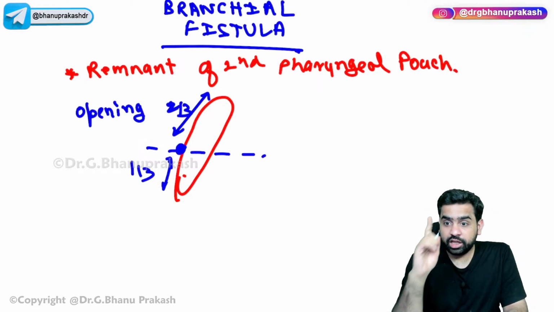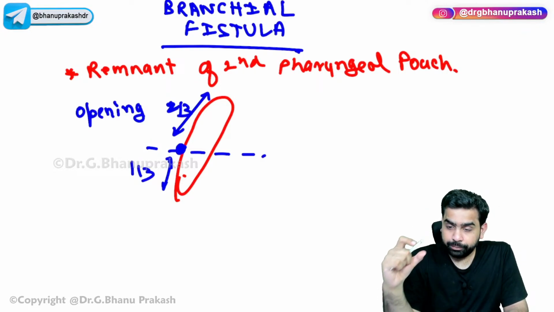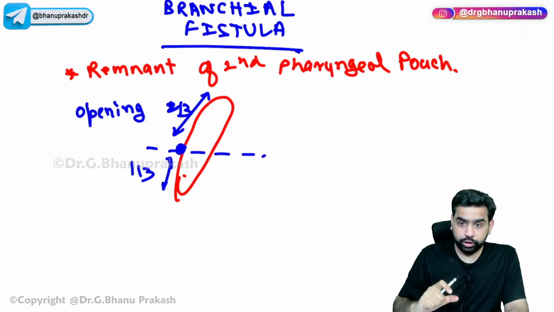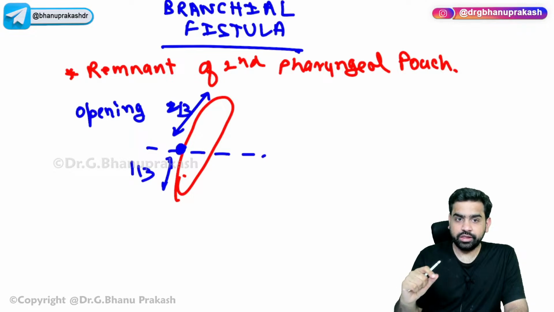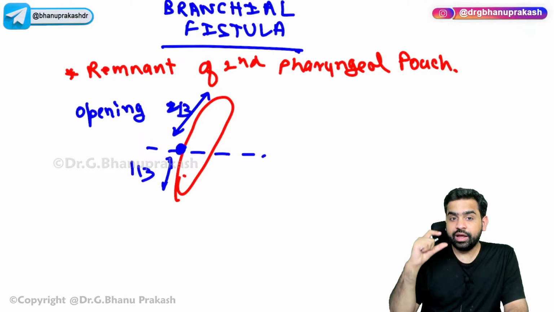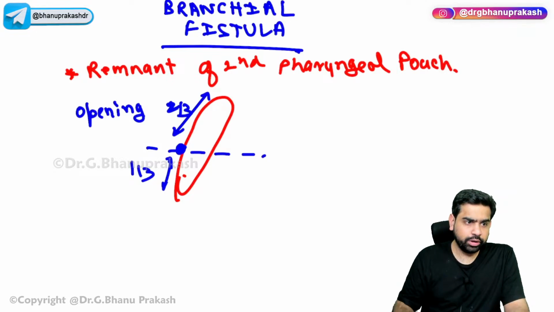Okay, so the branchial cyst was again present on the anterior border of the sternocleidomastoid, but that was present between the upper 1/3 and the lower 2/3. But over here in the branchial fistula, the external opening is present on the anterior border of the sternocleidomastoid, and this particular opening is between the lower 1/3 and the upper 2/3.